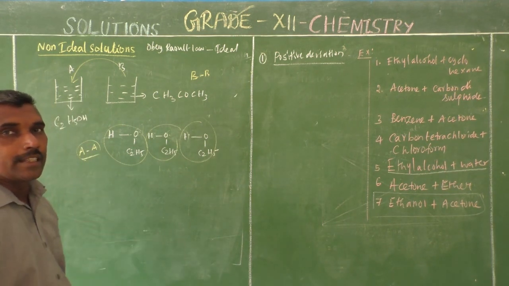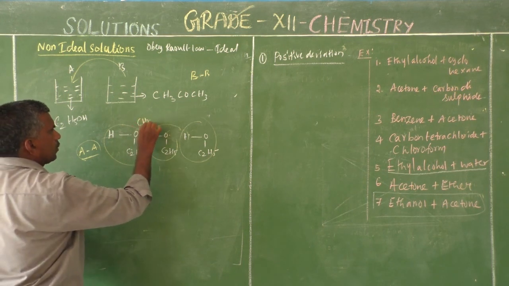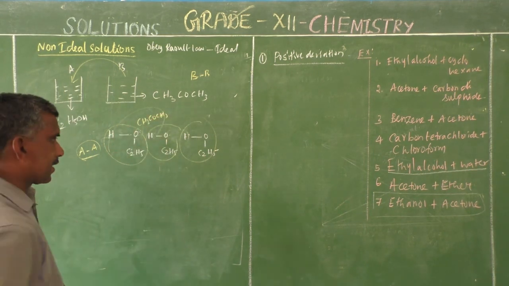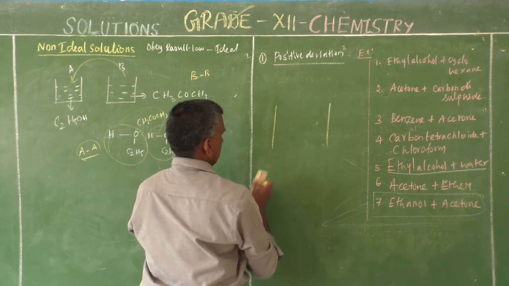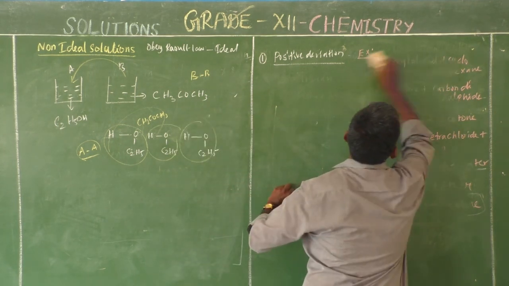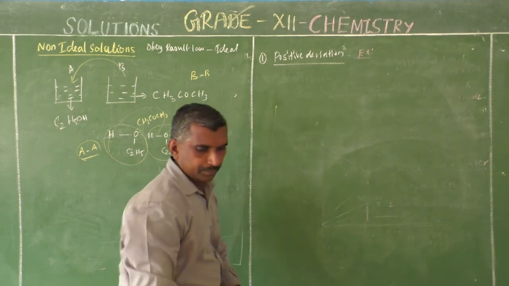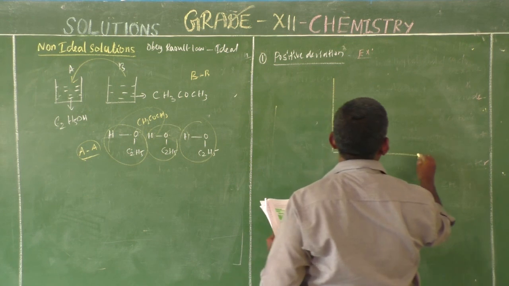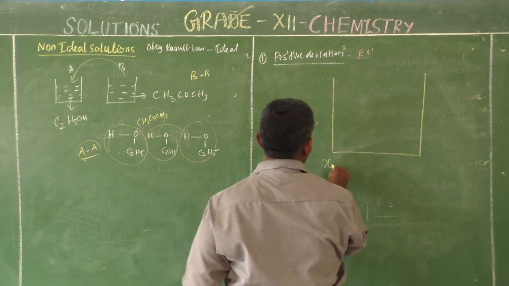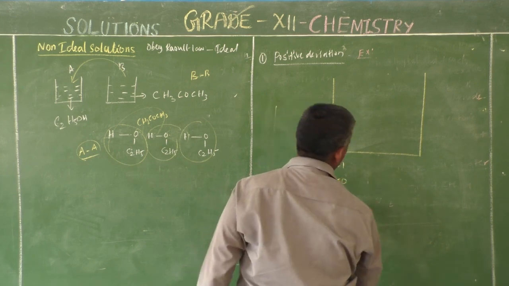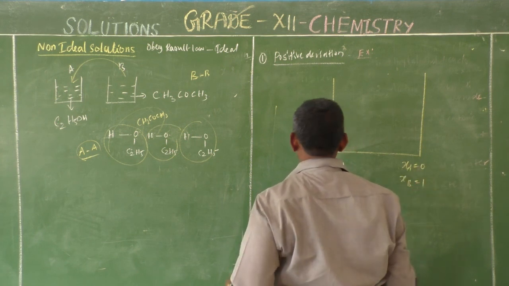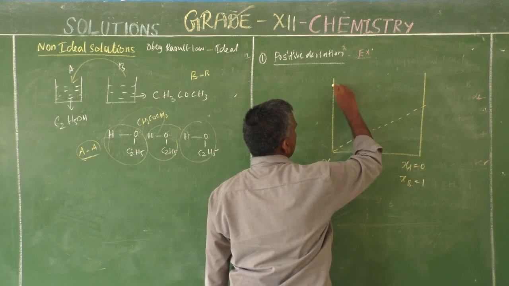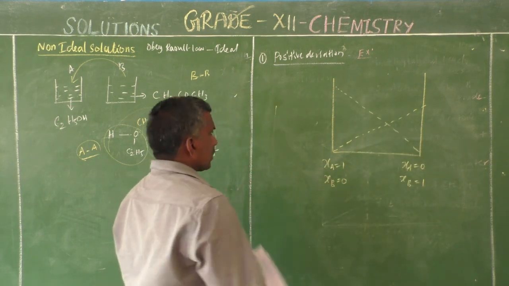So the vapor pressure is increasing. Now acetone is mixing here also, so the total solution vapor pressure is increasing. That is the positive deviation graph. This is XA equal to 1, XB equal to 0, and XA equal to 0, XB equal to 1, with the vapor pressure of A, the vapor pressure of B, and this is the total vapor pressure.